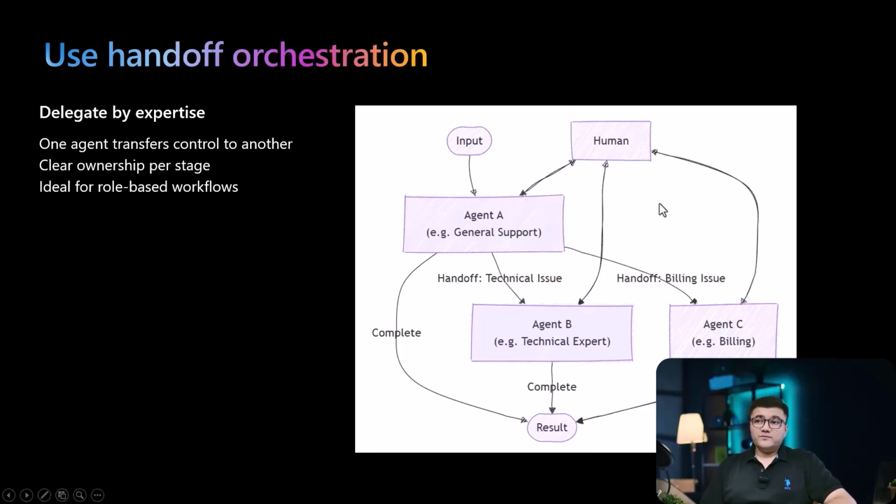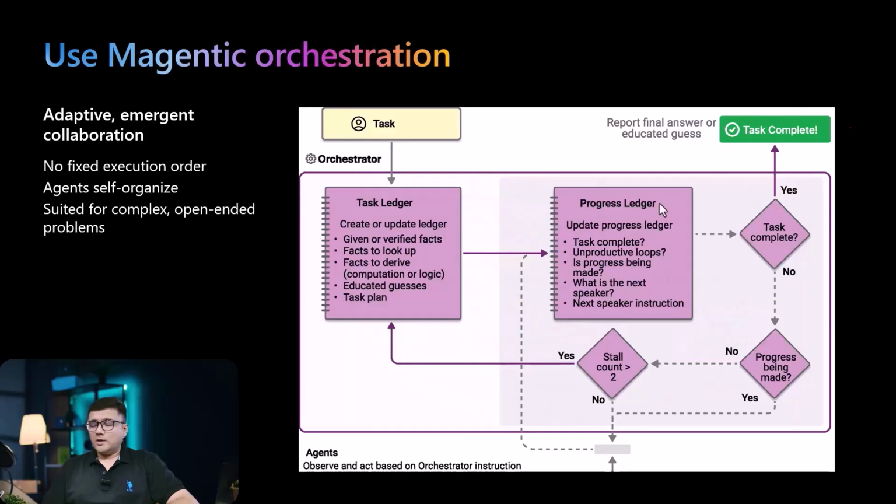If you understood the first four orchestrations, the fifth one is the most complex one, which is known as magentic orchestration. Now, this orchestration is inspired by AutoGen and Semantic Kernel's Magentic-One process. This was part of that, so I do not want to go into it. But this is one of the most complex orchestration patterns, where you focus on adaptive and emergent collaboration. In this case, there is no fixed execution order.